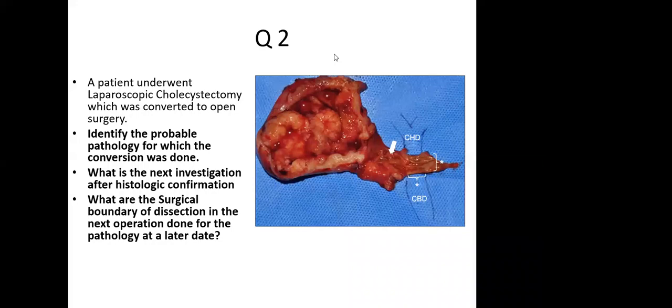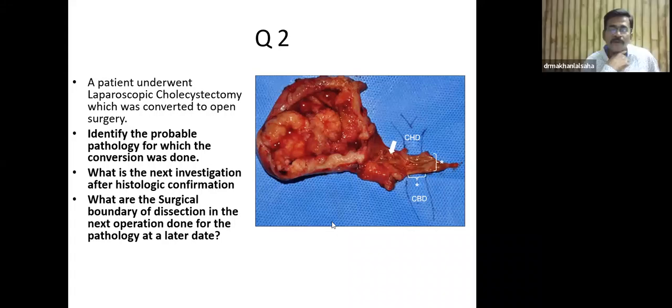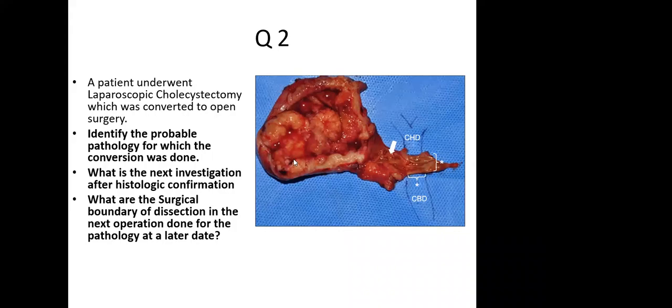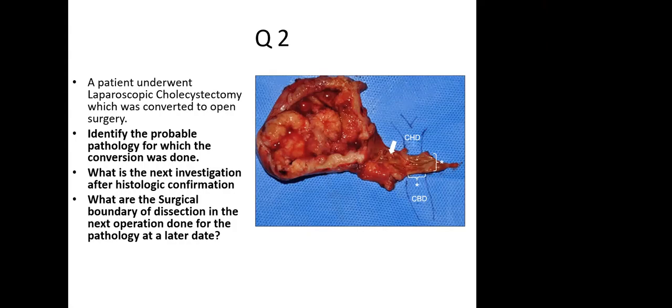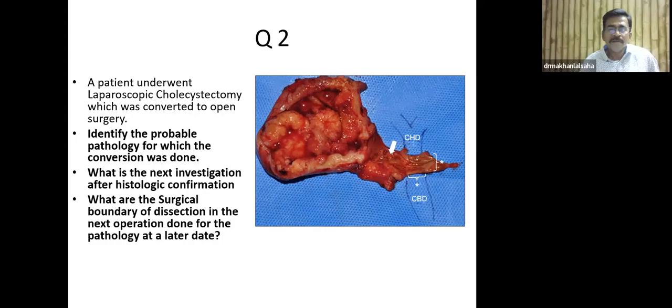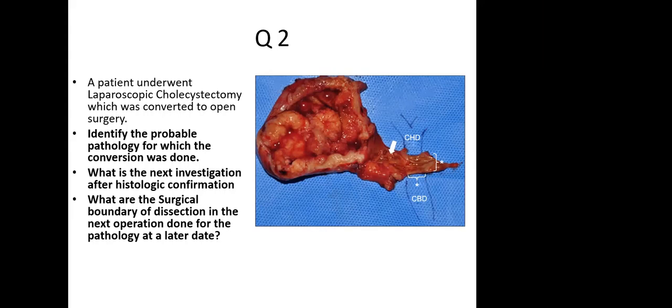A patient underwent laparoscopic cholecystectomy, which was converted to open surgery. Identify the probable pathology for which the conversion was done. Sir, I'm suspecting carcinoma gallbladder. Absolutely right. Gallbladder is cut open, and what do you look at inside? The papillary growths. Yes. So the wall is thickened, and you find there is a proliferative lesion in the lumen of the gallbladder. So what is the likely cause for this conversion? Sir, suspicion of malignancy and thickening of the gallbladder.